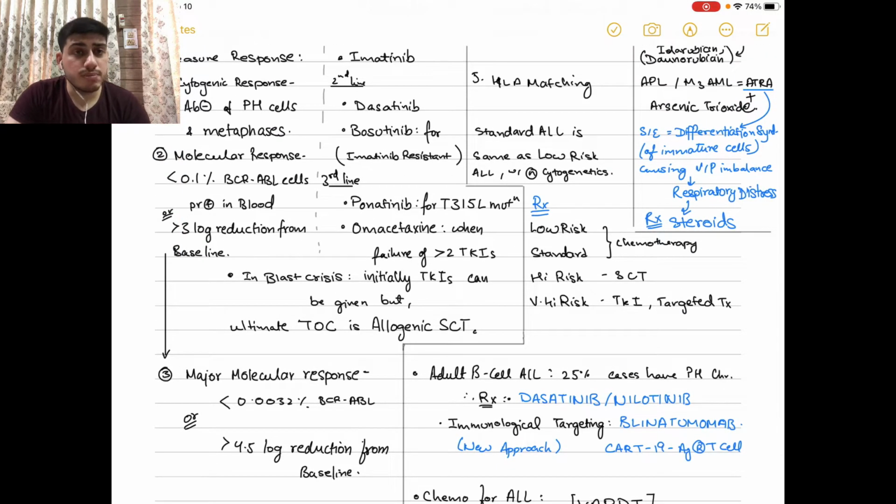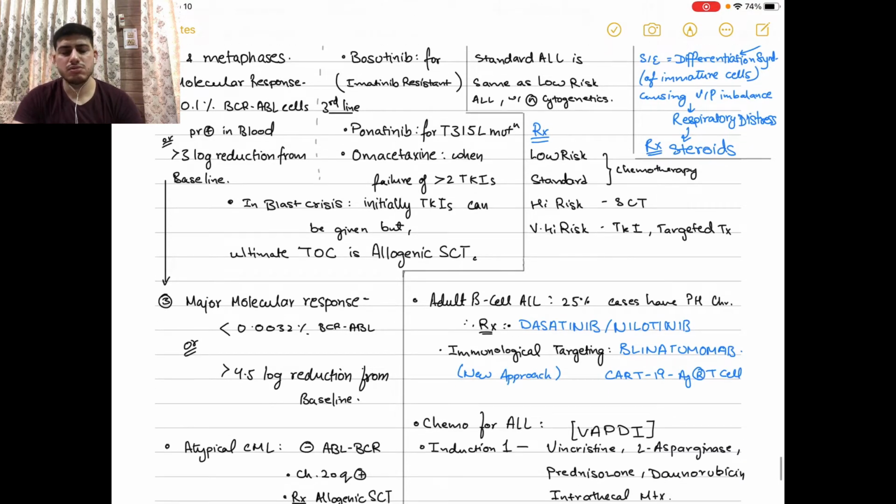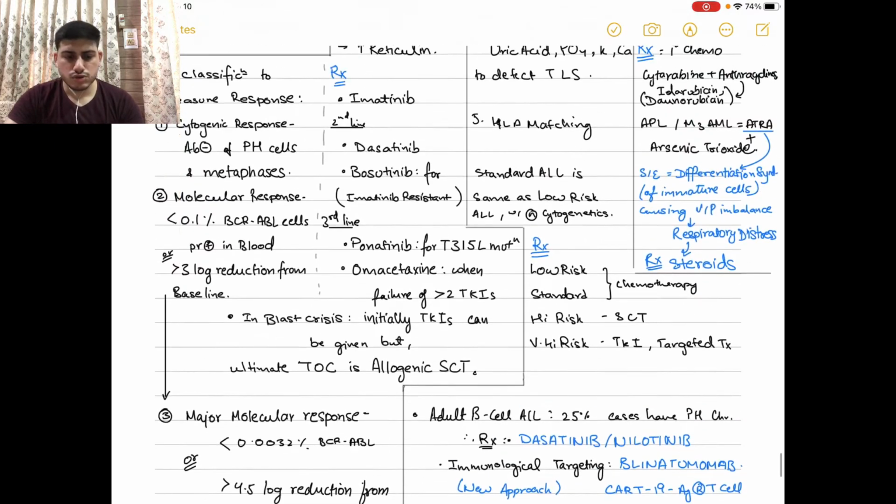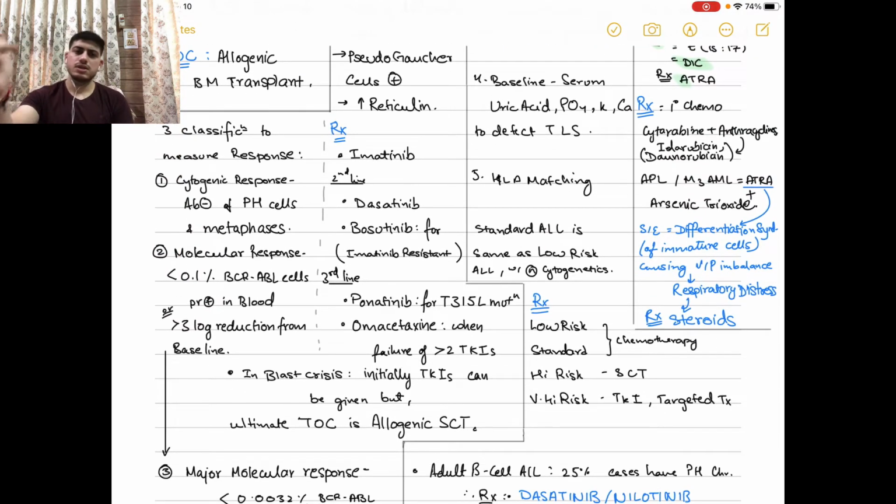Okay, but in blast crisis, when there is a very bad situation, what we will do, we will try to give tyrosine kinase inhibitor. Like the patient came to you with a blast crisis phase and hasn't taken any treatment before. So first of all you will start with tyrosine kinase inhibitor to see if it affects, but the ultimate treatment of choice here will be allogenic stem cell transplantation. We will just transplant that bone marrow.